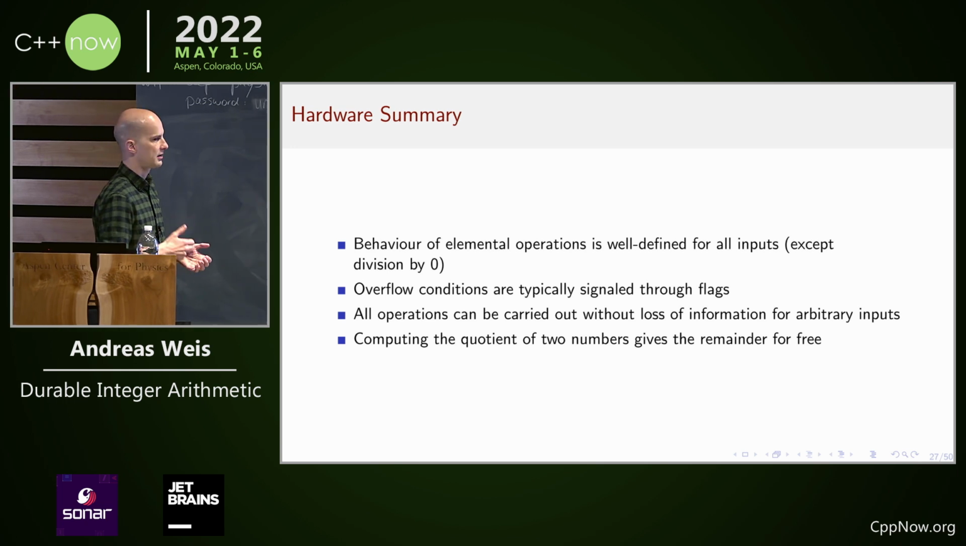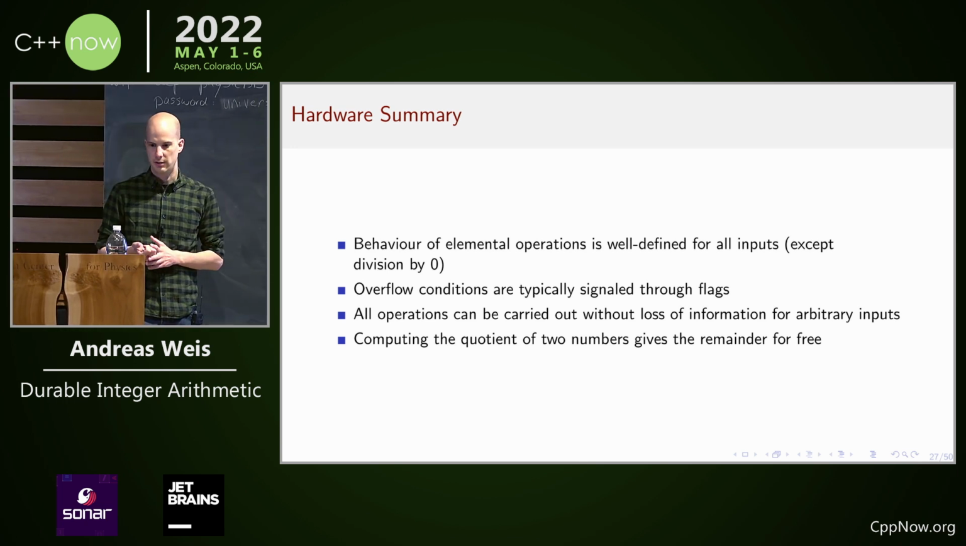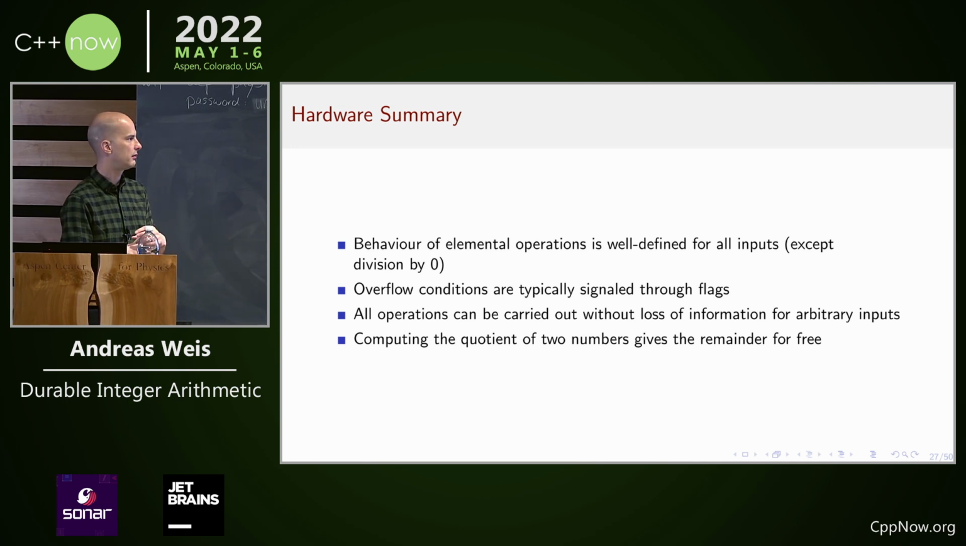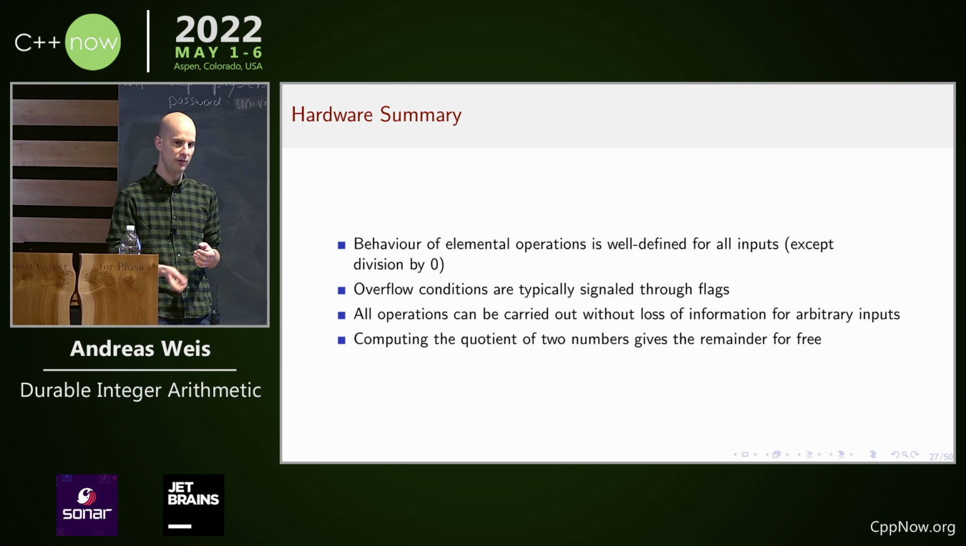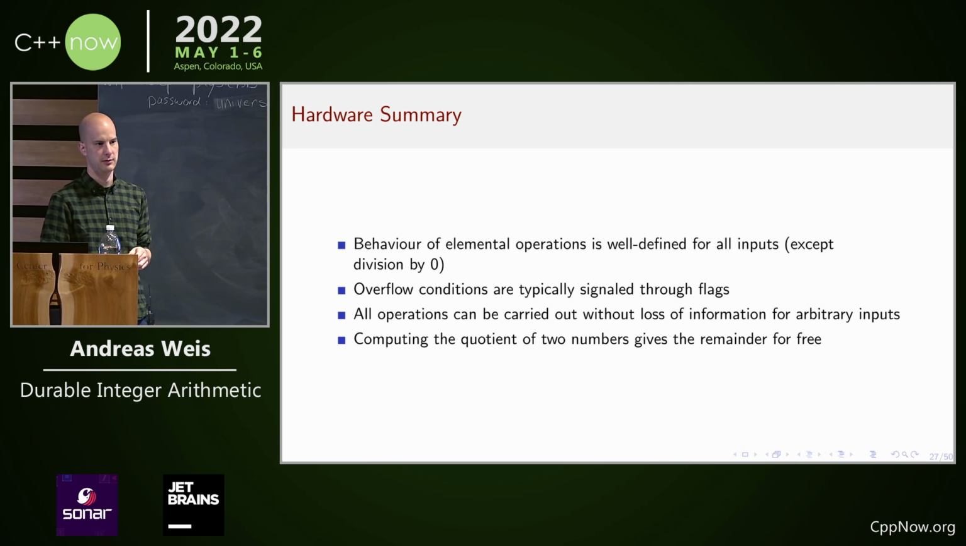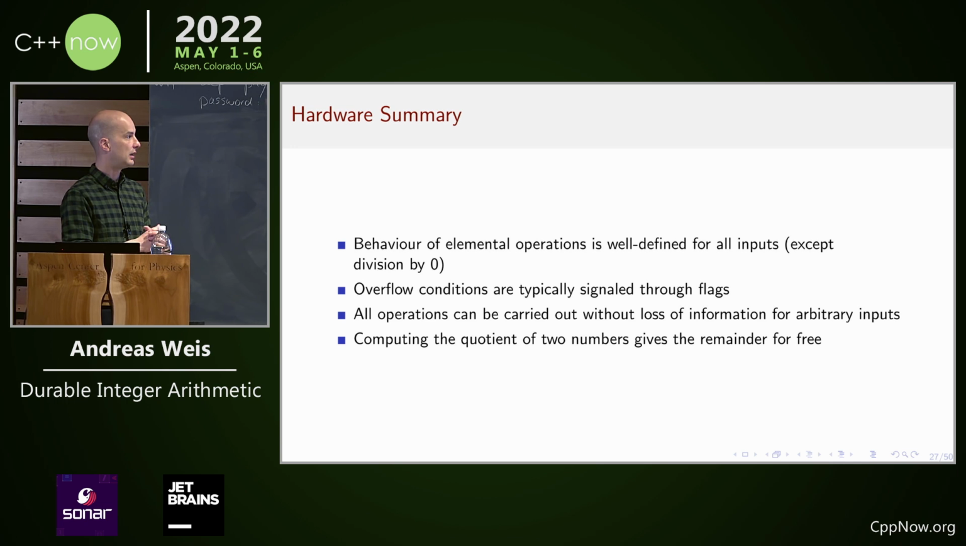So this is all I want to say about the hardware. To summarize, the important points are that the behavior of all the elemental operations is well defined for all the inputs, with the exception of this one case that I cannot divide by 0. But for all of the other cases, I basically can just keep going. The overflow conditions are typically signaled through flags.